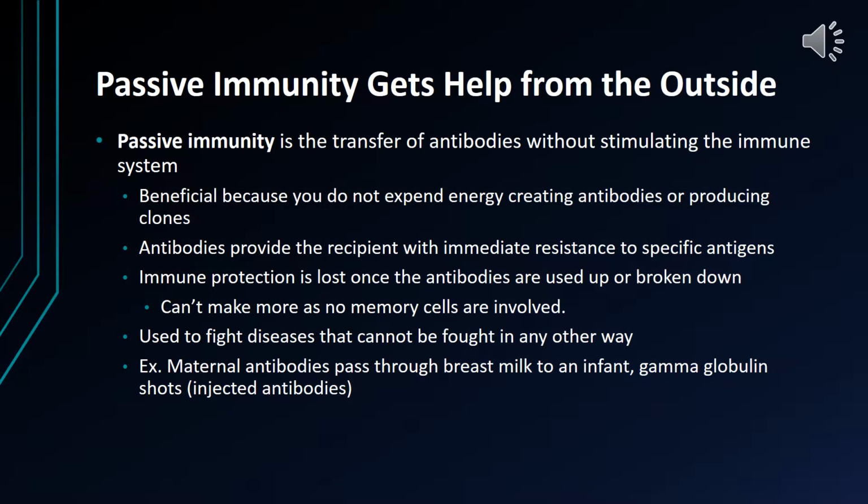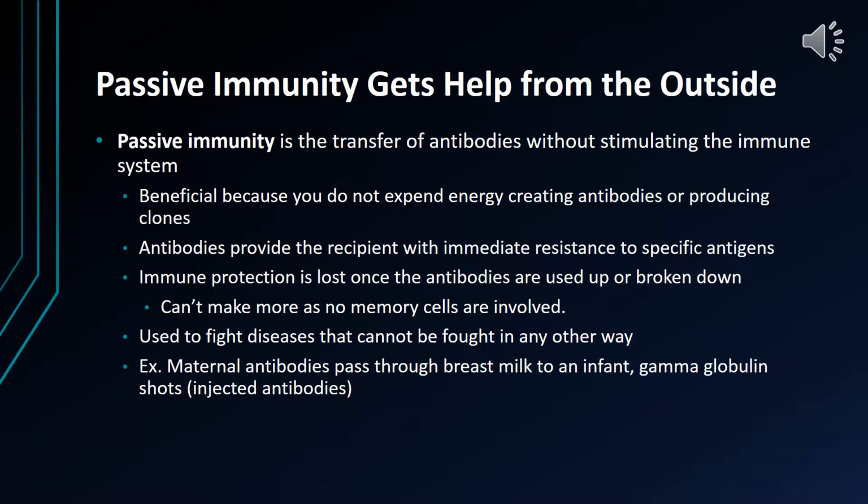Passive immunity gets help from the outside. So in passive immunity, antibodies are transferred to an individual from another source, and this does not require stimulation of the immune system. Passive immunity is beneficial because you do not need to expend any energy creating antibodies or producing clones. The transferred antibodies provide the recipient with immediate resistance to a specific antigen.